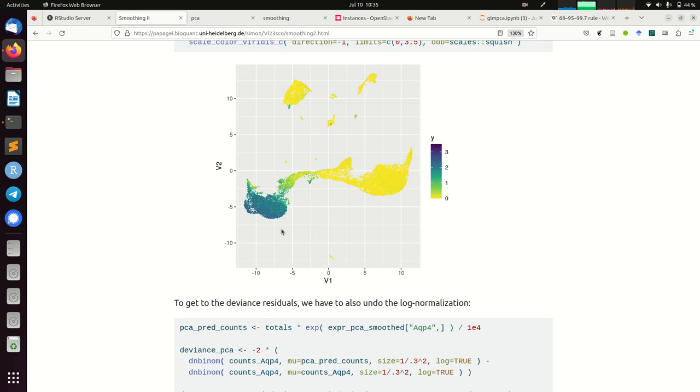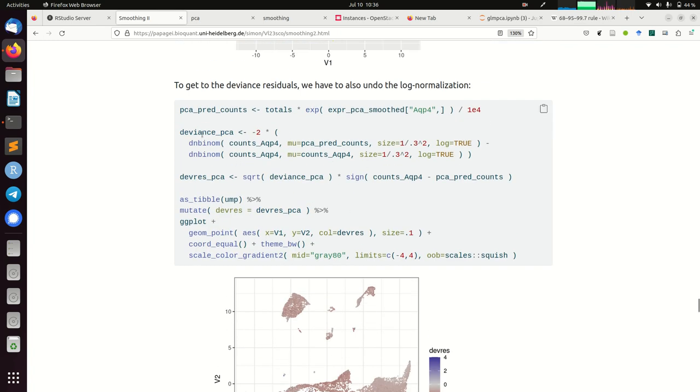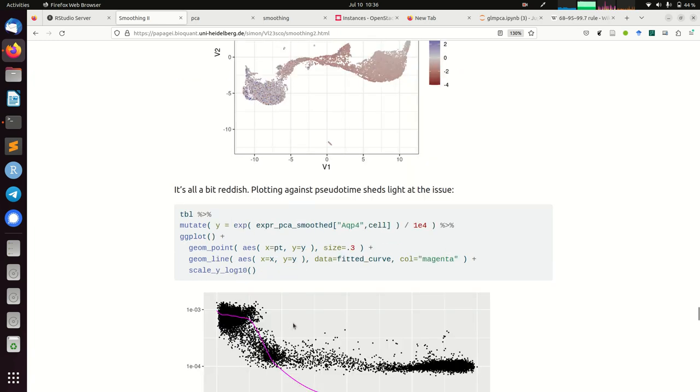destroyed more than we improved, by looking at the deviances and checking at which part we have strong deviances, which indicate that the true expression is probably more than 30% away from the PCA smoothed expression. And that's what I've done here by again calculating the deviance, the same formula as before, now putting in my PCA predicted stuff.